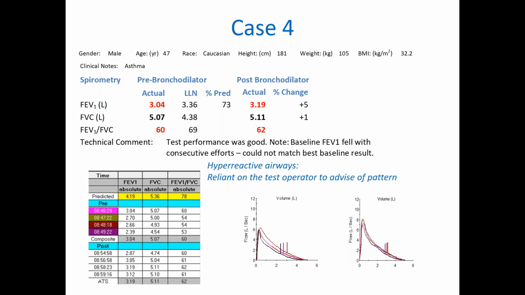So to diagnose hyperreactive airways, which may indicate that the patient has asthma or not well controlled asthma, we're reliant on the test operator to advise of this pattern in their technical comments. In terms of how commonly you see it, we test 11,000 patients a year and we'd only see it a handful of times each year.